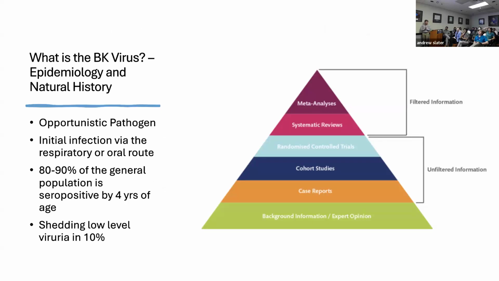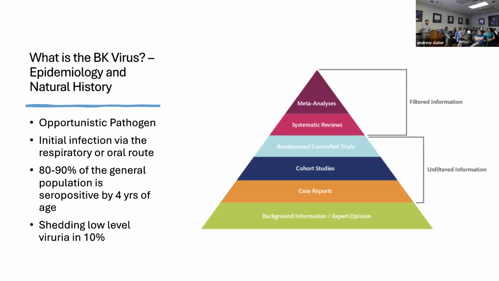Epidemiology and natural history. This is an opportunistic pathogen. Initial infection is via, we think, the respiratory or oral route. 80 to 90% of the general population is seropositive by 4 years of age. And then among that seropositive population, about 10% of us will shed the virus periodically in our urine, okay?